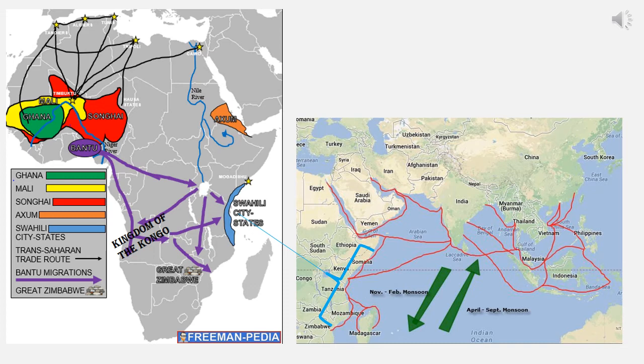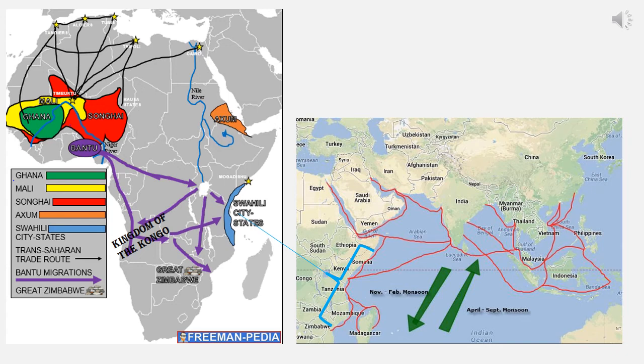These Swahili city-states were also characterized by their adoption and sponsorship of Islam. Islam had been introduced to East Africa during the 8th century, but over time it gained immense popularity with the political and economic elites of the Swahili city-states.